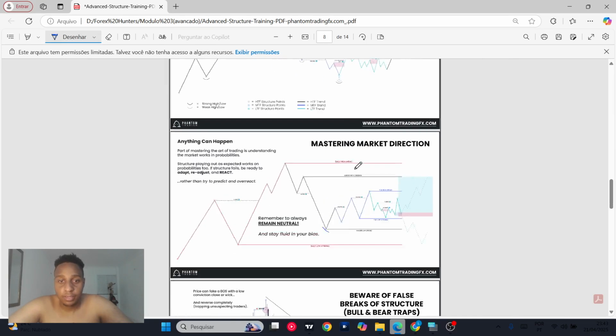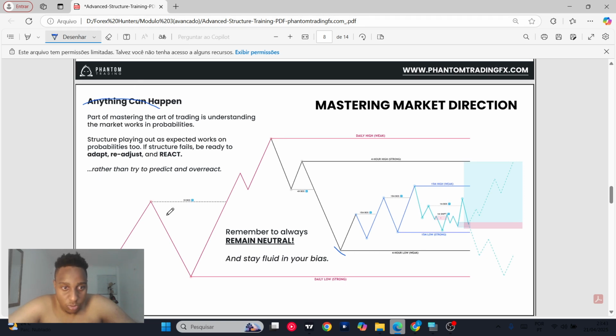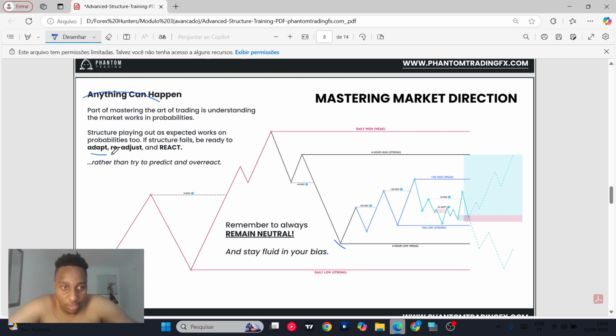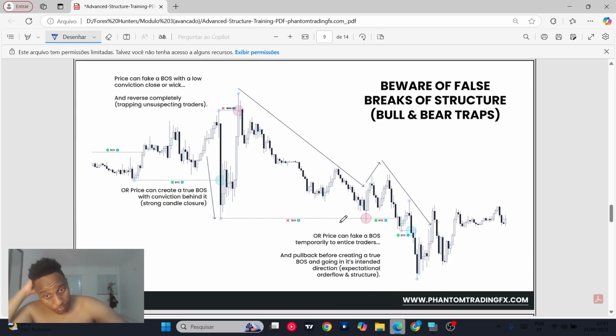So, mastering market direction, you need to know anything can happen. Anything can happen. So you need to be able to adapt, readjust, and react to what is happening according to your trading plan. And remember, always remain neutral. You will understand this while we continue these lessons. So, beware of false breaks of structure and bull and bear traps.